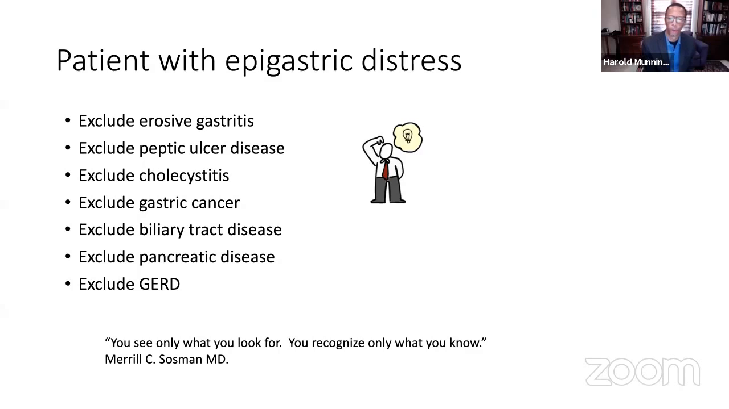So here's our usual route based on our hospital experience. Patient presents with epigastric distress. Well, we're going to exclude erosive gastritis. We're going to exclude peptic ulcer disease. We'll exclude these things that we can look for. If everything comes up negative, we say, well, we don't see anything, really shouldn't worry too much. And I love this quote that's in my McLeod's Clinical Examination. You see only what you look for, and you recognize only what you know.